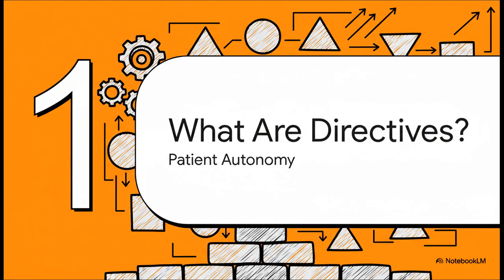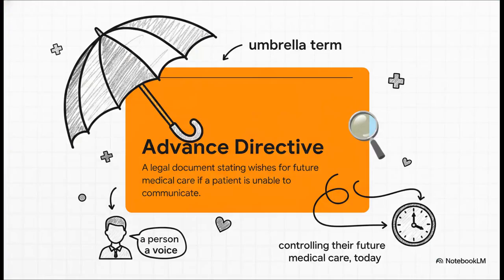Okay, first things first. We have to build a solid foundation. You've got to master these basics because that's the only way you're going to nail those tricky application questions later on. So, an advanced directive, what is it? I want you to think of it as a big umbrella term. It's basically a legal tool that lets a person keep their voice even when they can no longer speak for themselves. It's their way of saying, here's what I want for my future medical care while they still can.